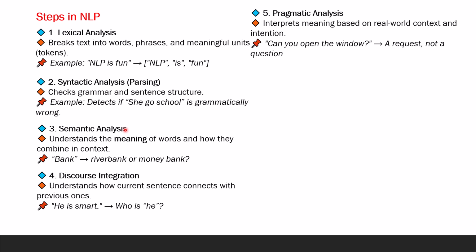Now coming to semantic analysis, it understands the word meanings. For example, bank, about money or river, that we can't understand otherwise, right? So that semantic meaning will also be analyzed here. And coming to discourse, it connects the current sentence to the previous one, like who is he and what is it exactly, that everything will be analyzed here. And coming to the fifth one, pragmatic, understand the intent.